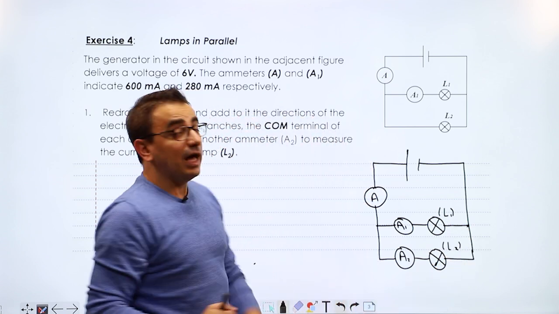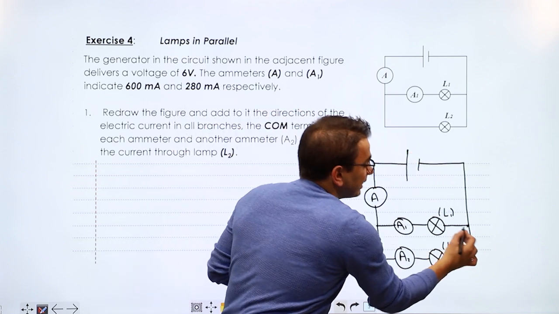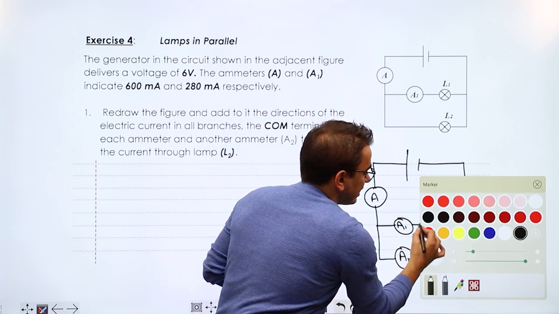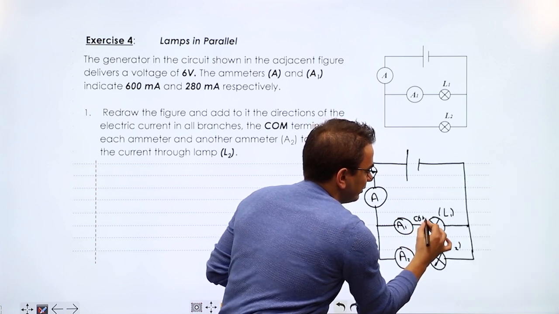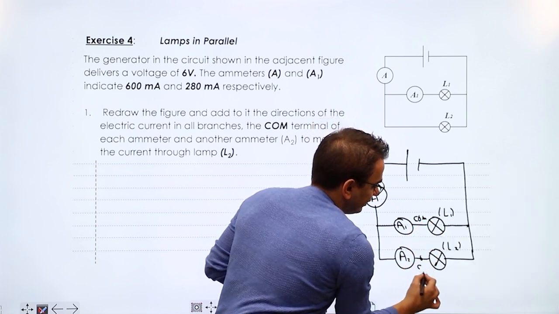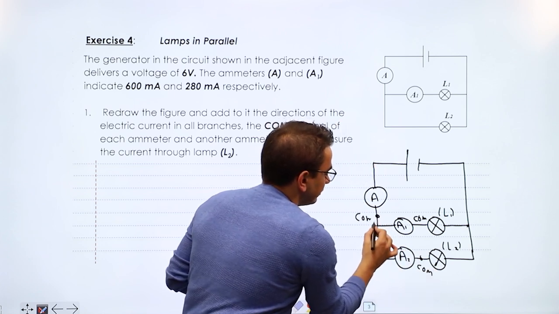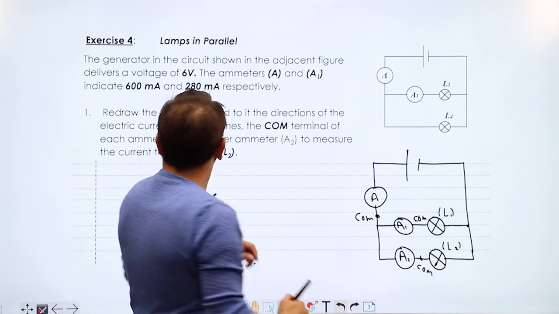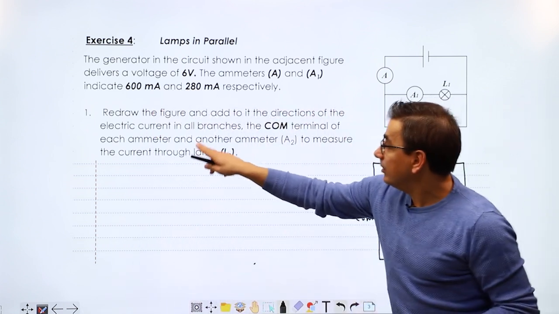Anything else? That's it. Now, the question demands adding the COMs. The COM should always be connected to the negative side. So here is the COM of the first ammeter, and this is the COM of the second, and this is the COM of the main ammeter. Okay? What else? Checking if I have answered everything.